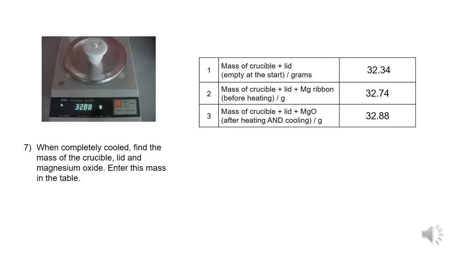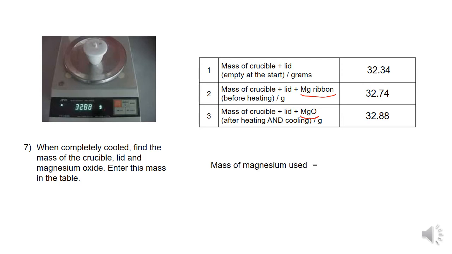So see if you can work out how much magnesium ribbon we started with in the crucible and how much magnesium oxide we ended up with. Pause the video and see if you can work those out. So let's see if you have got those right.